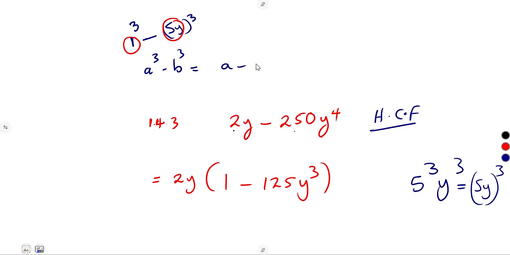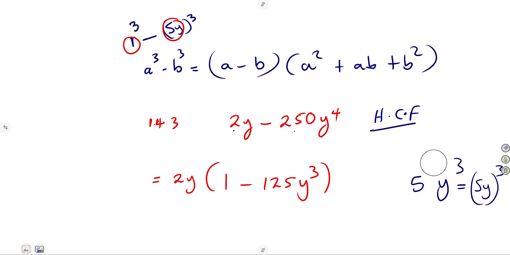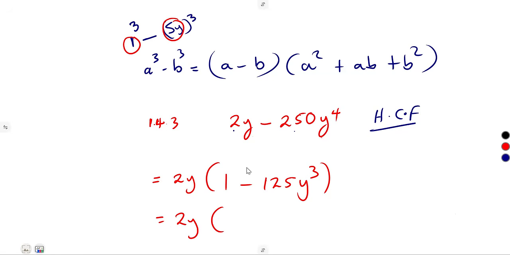So how do we factorize such? It is equal to a minus b into a squared plus ab plus b squared. Remember your difference of 2 cubes concept. So meaning to say we can factorize that, guys. So it was going to give us 2y into what? A minus b. Our a is 1, our b is 5y. So it's a minus b, 1 minus 5y. All right, so that's 1 minus 5y into what? A squared. Our a is 1, guys. So if we say 1 squared, 1 squared is what? It's 1. So that was going to be 1 plus ab.